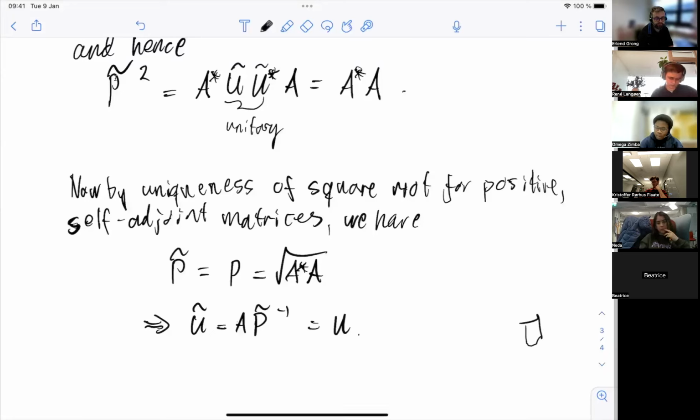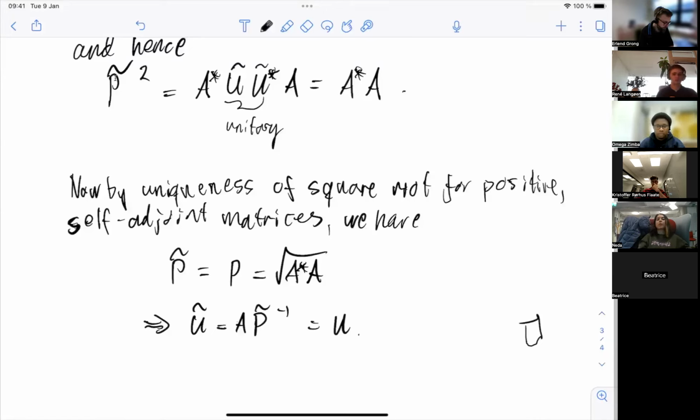And this then completes the proof, because we showed that this kind of decomposition exists, and we showed that it is unique.